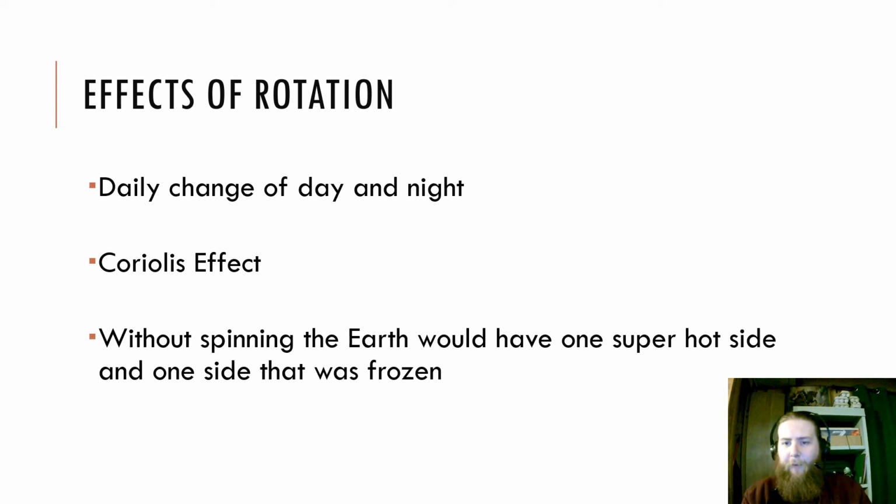So the effects we have of rotation are the daily change of night and day, and the Coriolis effect. Without this spin, Earth would have one super hot side and one side that was completely frozen, just like our moon, which is trapped around us. It's what we call tidally locked. So one side of the moon is always facing Earth and the other side is always facing away.